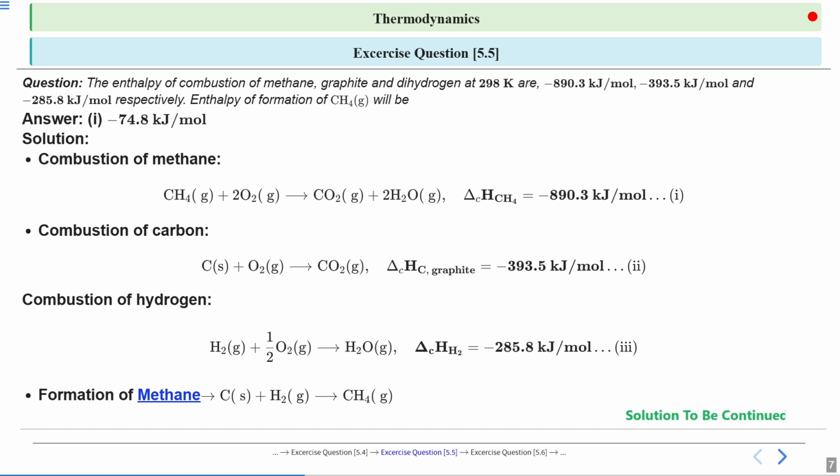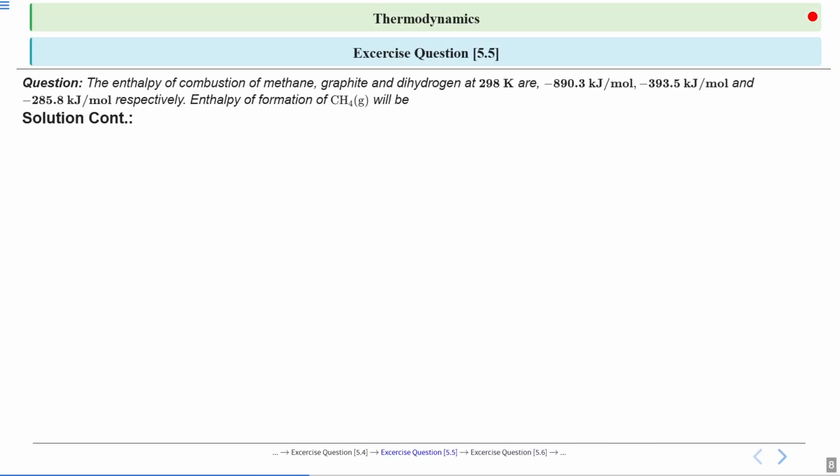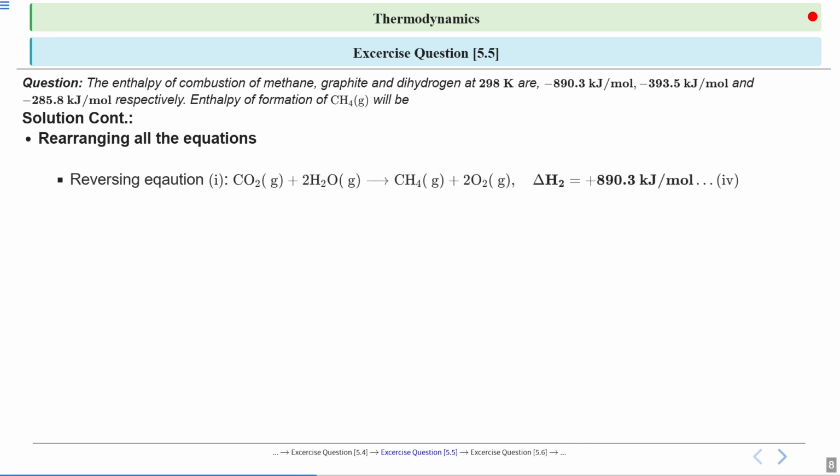Okay, so I have given a hint also that for methane you need it on the right hand side. So we will reverse the equation number 1. Okay. So if you continue with that situation, then we would rearrange the equation, and the first thing that we will do is reversing the equation 1, as I said in the previous part.